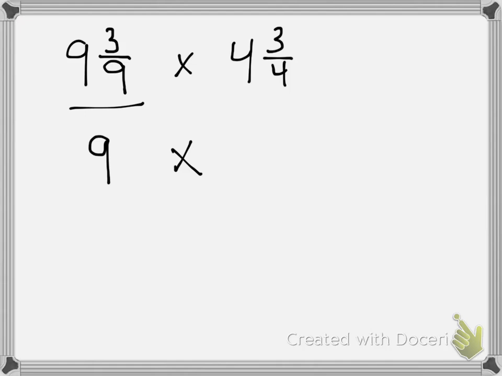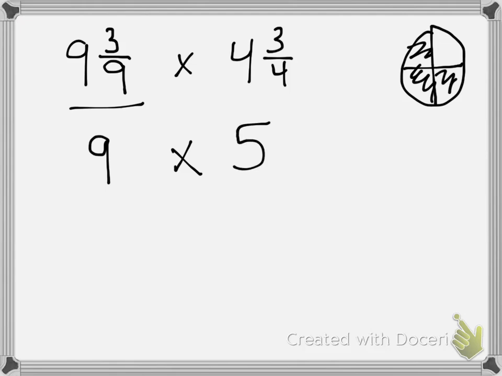Now, 3/4. Well, let's see. If I have my pizza again, 3/4, definitely more than half. I'm going up. 9 times 5, 45.